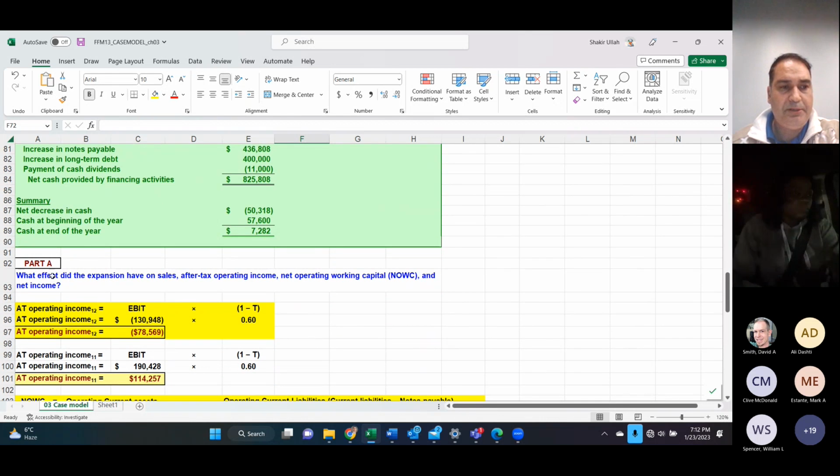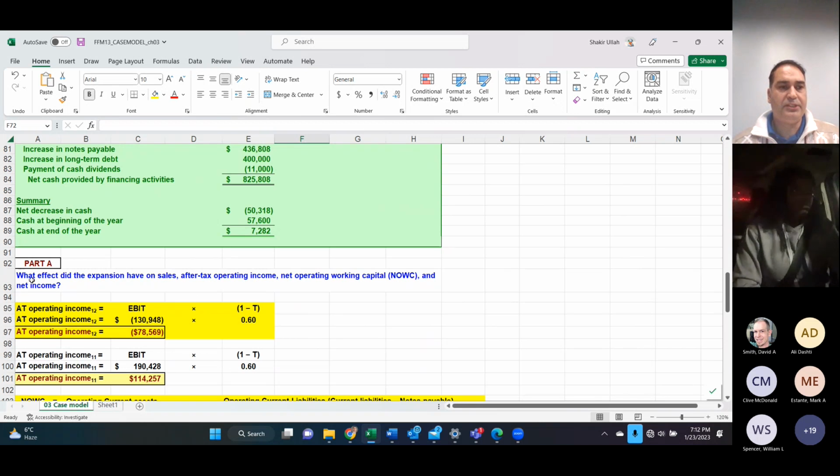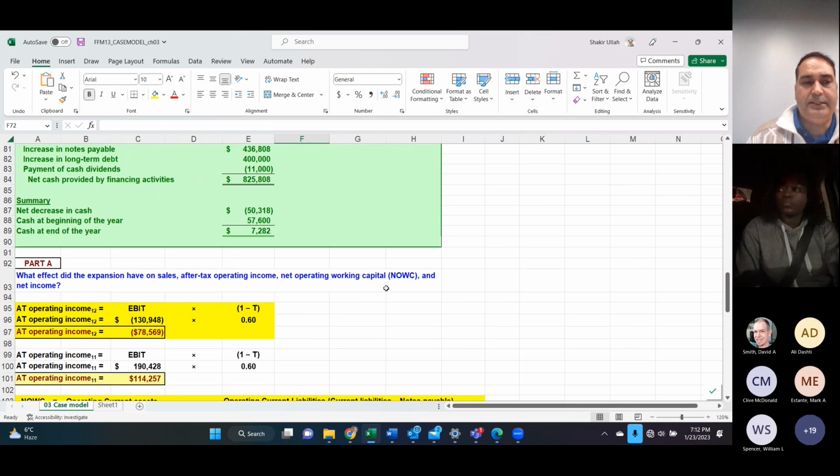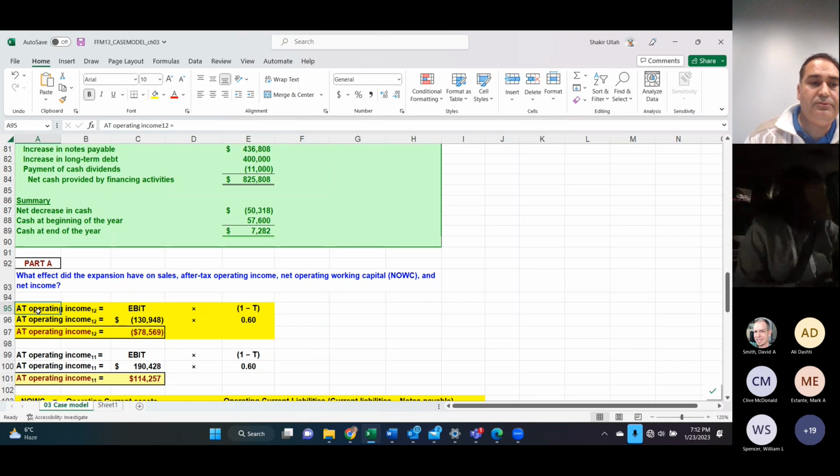Now, these questions are pretty much the same as the ones you got in your assignment. The first question is, what effect did the expansion have on sales after tax, on the net operating working capital and net income? It's pretty much the same description that you've got, so let's not go into the detailed description.